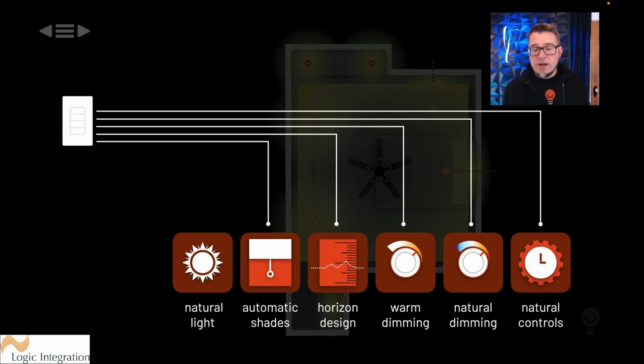Five of those, indicated with lines there, you can't really get those without controls. So if you want to feel your best, you're also going to need a control system.